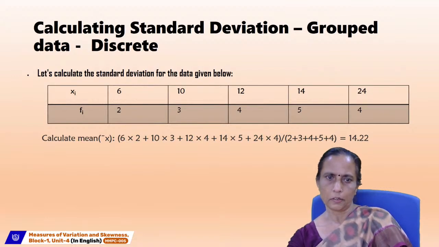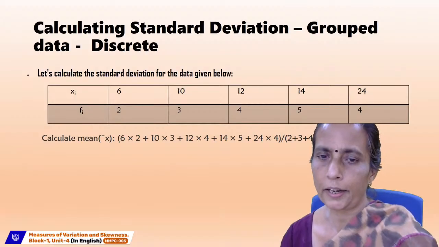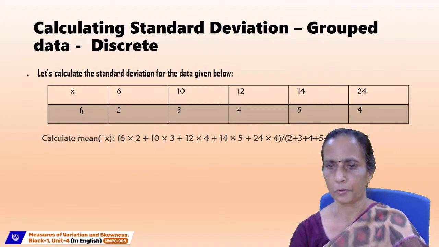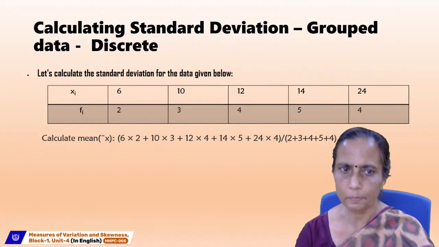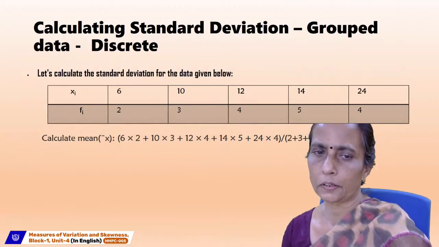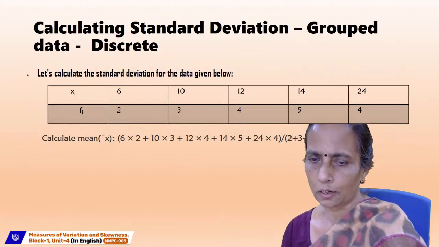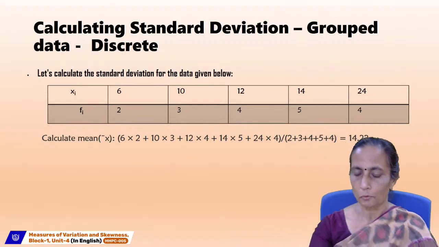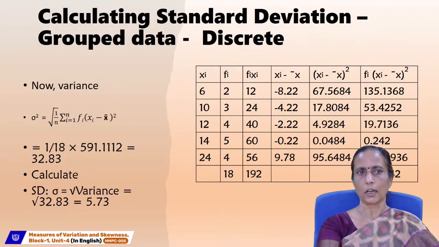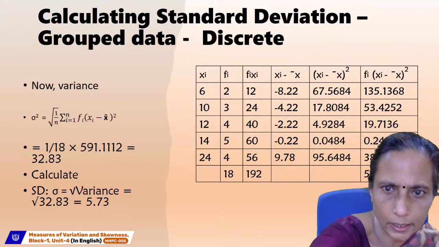Then the mean will be 6 into 2 plus 10 into 3 plus 12 into 4 plus 14 into 5 plus 24 into 4, divided by the total frequency, that is 5, 9, 13, 16, to 18. So that is coming around 14.22. So when calculating the standard deviation, we will say fi is like this.